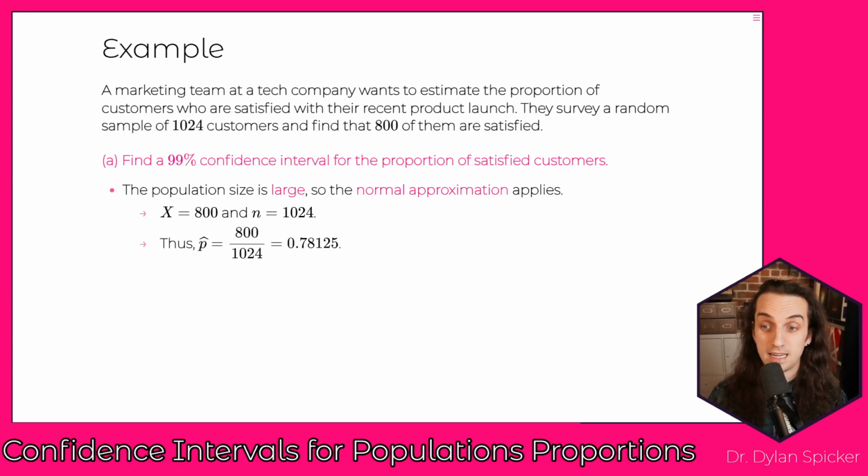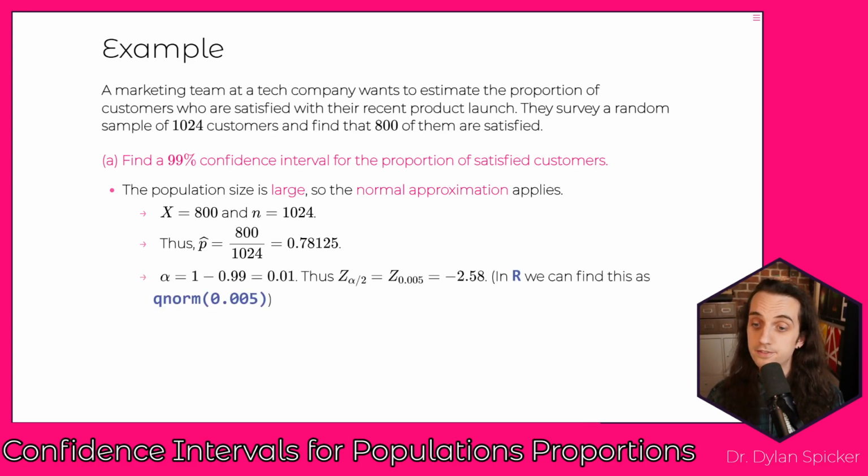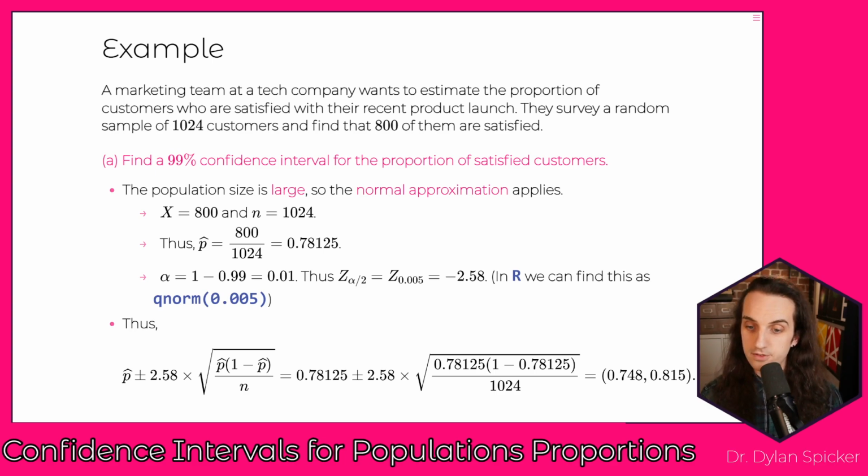P hat is going to be 800 over 1024, which gives us 0.78125. The alpha, as we discussed, requires z alpha over 2, or z of 0.005. This is 2.58. Again, we can get this using R, using the qnorm function. We plug in 0.005 because we want z of 0.005 here.